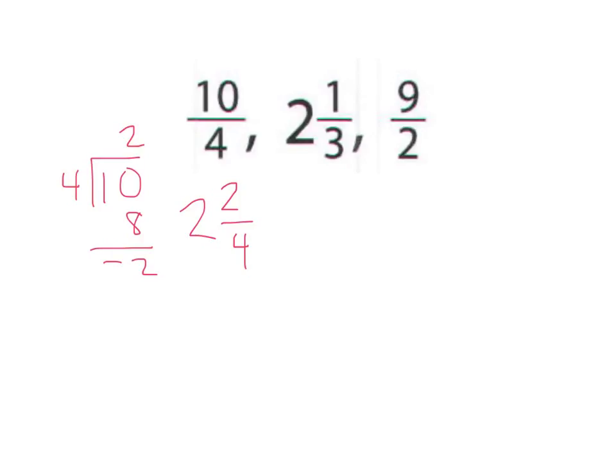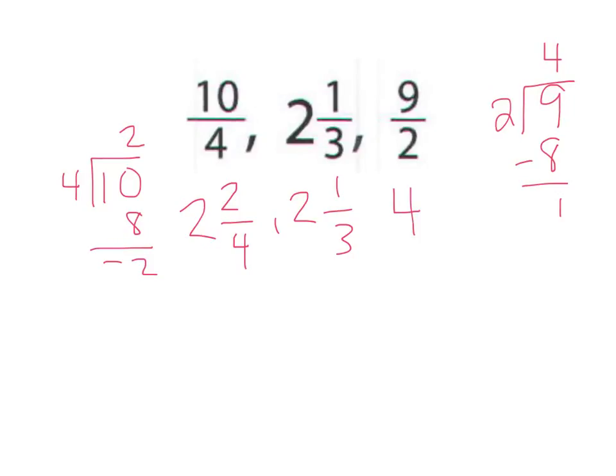Alright, so that doesn't help us too much because our next number was 2 1/3. We don't change this one at all. Our final number is 9/2, so we're going to again figure out what that is as a mixed number. So I'm going to do 9 divided by 2. We know that 2 goes into 9 4 times, and 4 times 2 gives us 8 with a remainder of 1. So our mixed number here is going to be 4 wholes, which we get from over here, and our remainder is 1/2.